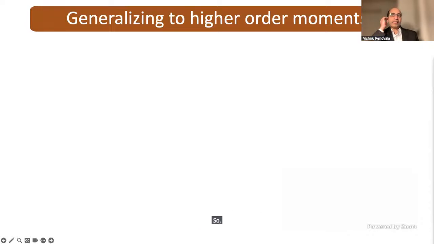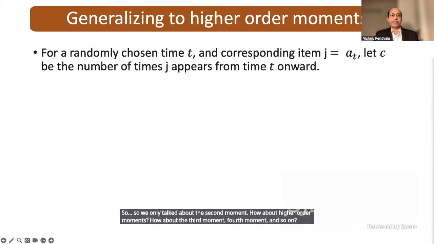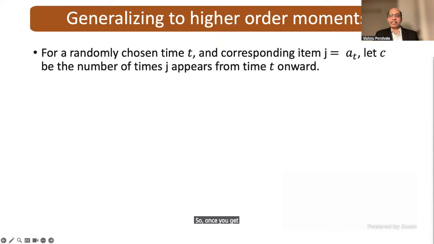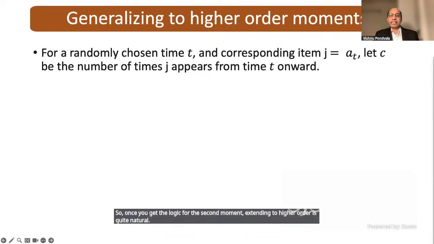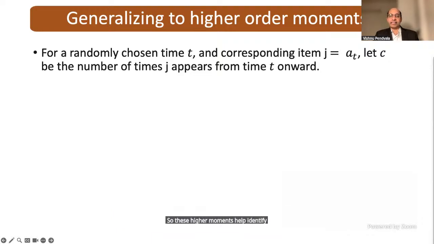So we only talked about the second moment. How about higher order moments? How about the third moment, fourth moment, and so on? Once you get the logic for the second moment, extending to higher order is quite natural. These higher moments help identify patterns like the skewness of the distribution, the kurtosis, or even outliers, right? This is important in anomaly detection and other applications. The interesting thing is the same sampling and expectation trick scales up very nicely.